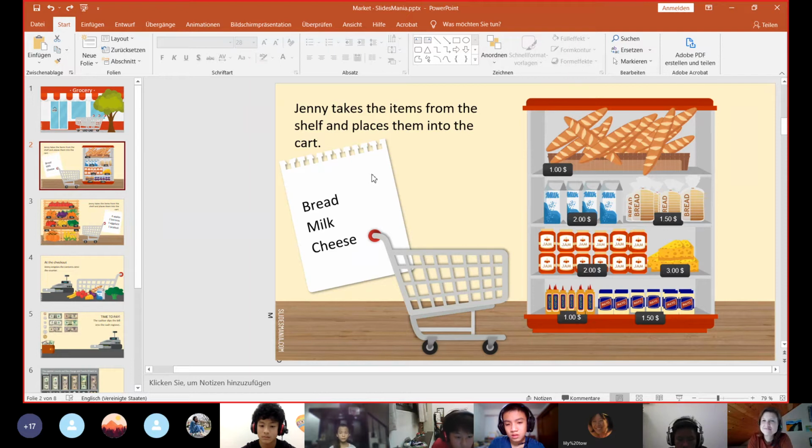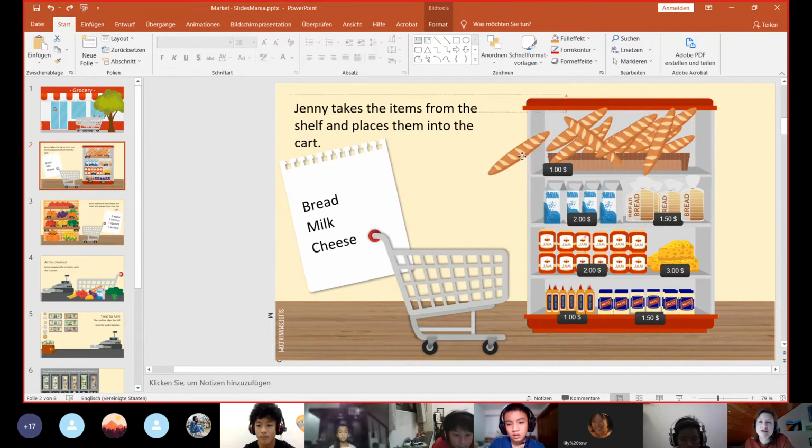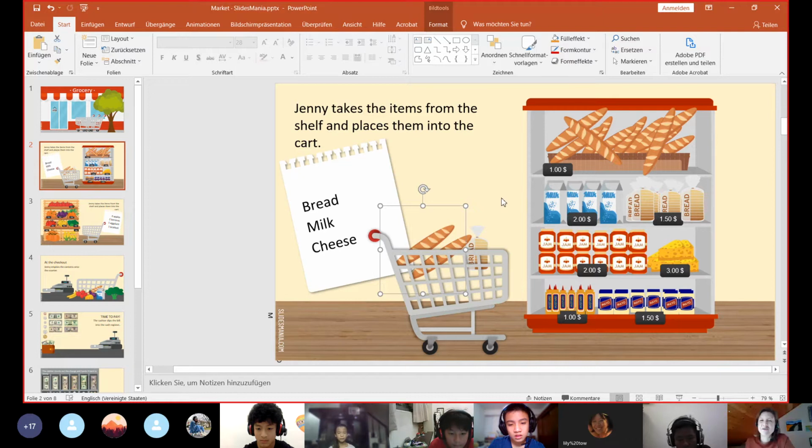You can look here at our shopping list. Bread, milk, and cheese. Okay, so we have 2 different kinds of bread. So we can maybe take one here, but we could also maybe take one from there, right? So we take the bread from the shelf and we place it into our shopping cart. Okay, very good. Okay, but she needs more.